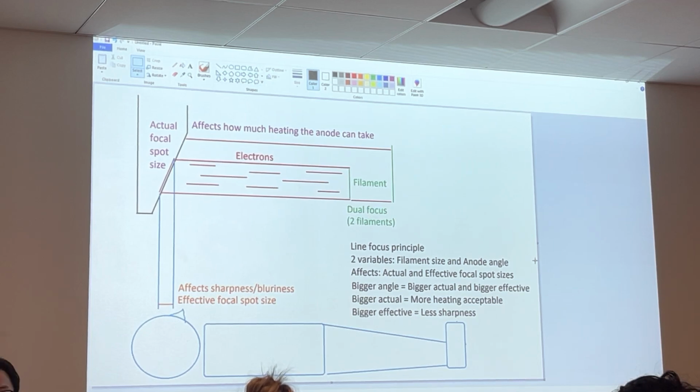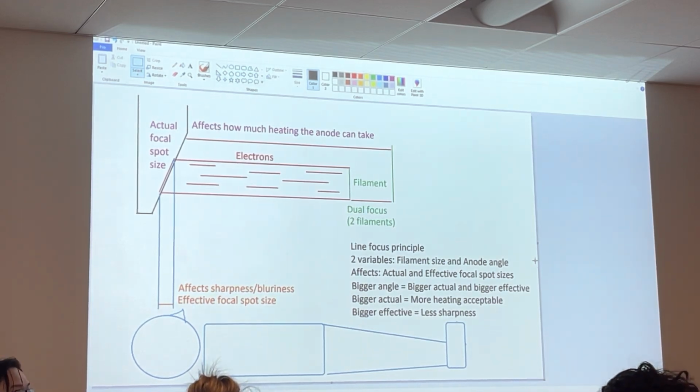If you are prioritizing a better picture, then there are all these details that you can adjust to create the best image possible. Yes, Melody. If you want a sharper image, then we just do the opposite. Correct. So smaller focal spot size. Very good. Sharp image, small focal spot size.